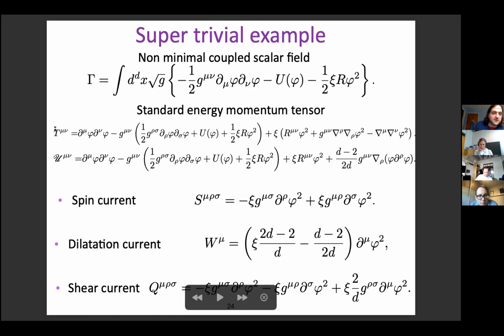So you get this T mu nu, the generic energy-momentum tensor that you will find in the virial and Davis. Then you have this U mu nu with the curly character that is written down. If you do all the variation, you get the spin current that is defined over here. It depends only on the coupling to the metric, because this is a scalar field and there's no spin. Then there's the dilatation current, proportional to the gradient of phi squared. If you put the conformal value of psi and four dimensions, it is actually zero, and it's also zero for t equal to two. Then you have the shear current, the other guy, and actually it depends only on the coupling to the metric. So that answers what you asked before.